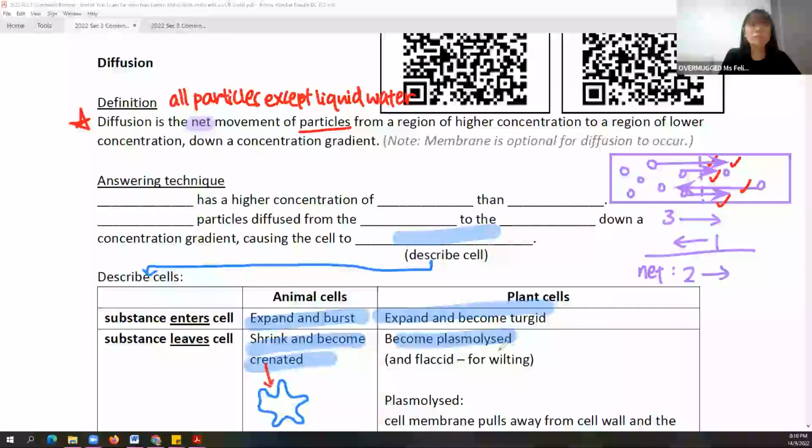Then next, a plant cell won't burst because there is the cell wall, so it will expand and become turgid. What's turgid? Turgid just means it becomes very hard.